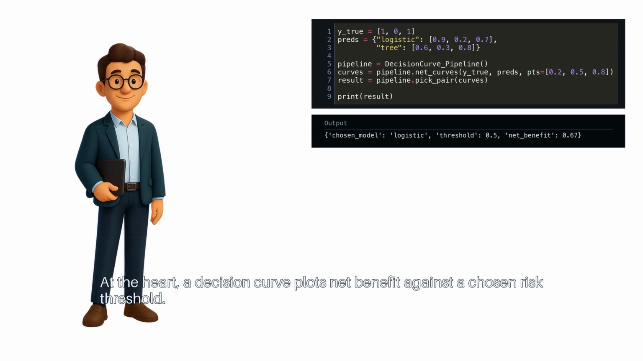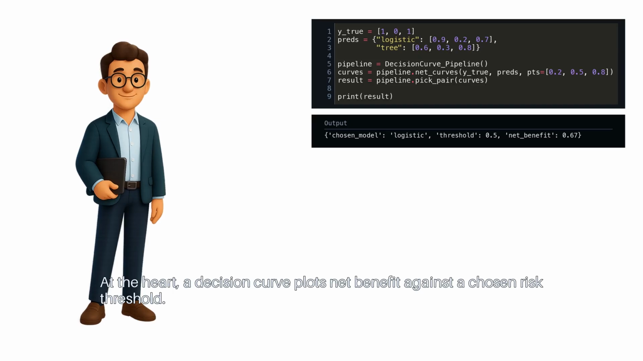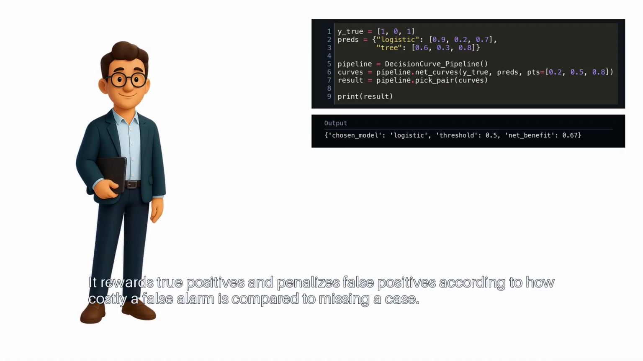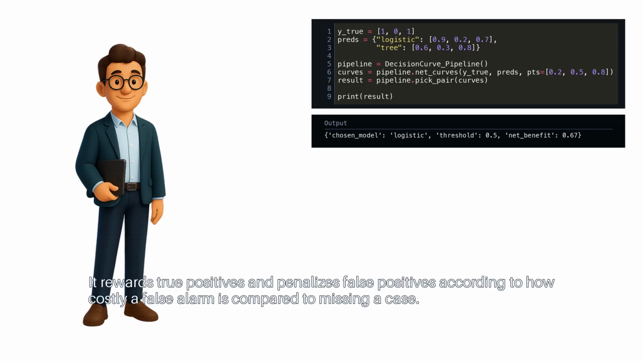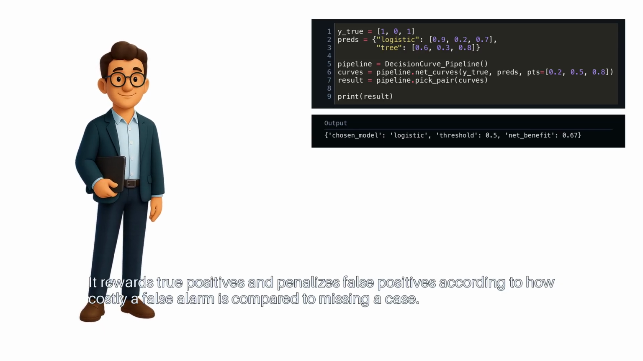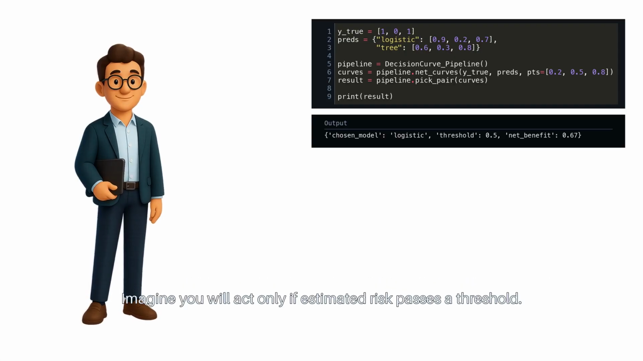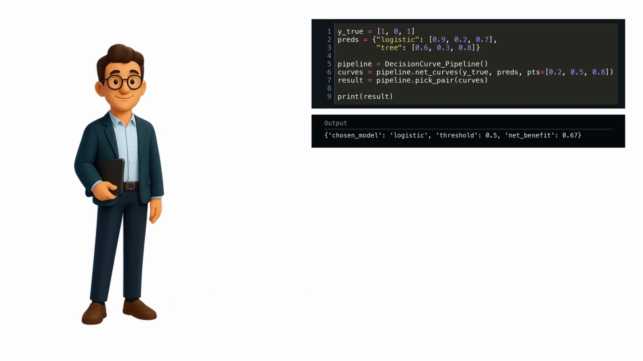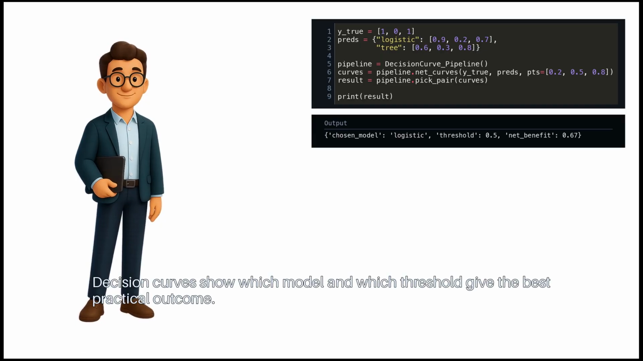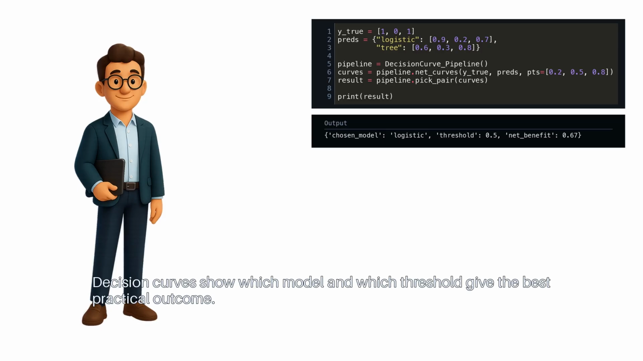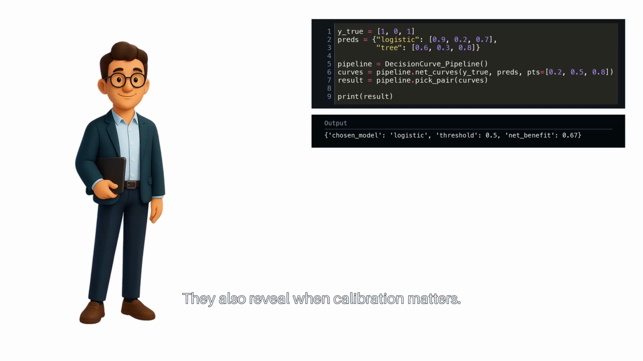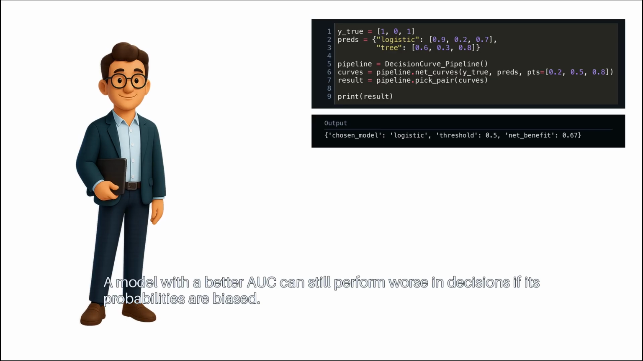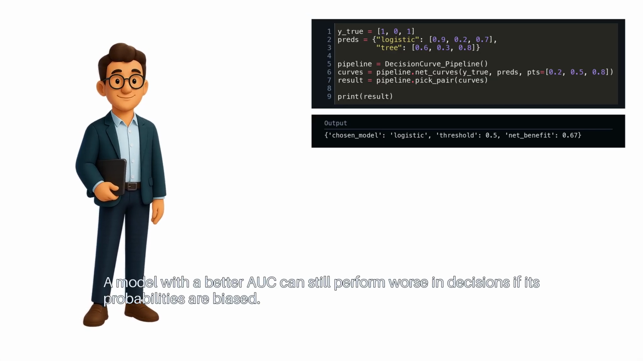At the heart, a decision curve plots net benefit against a chosen risk threshold. Net benefit is a simple trade-off. It rewards true positives and penalizes false positives according to how costly a false alarm is compared to missing a case. Imagine you will act only if estimated risk passes a threshold. Decision curves show which model and which threshold give the best practical outcome. They also reveal when calibration matters. A model with a better AUC can still perform worse in decisions if its probabilities are biased.